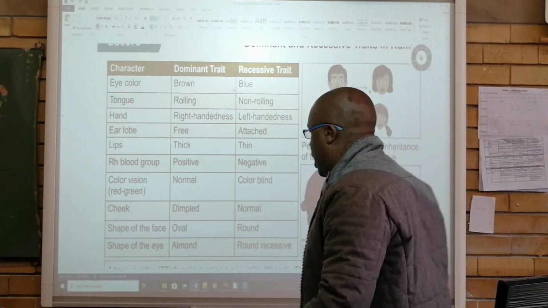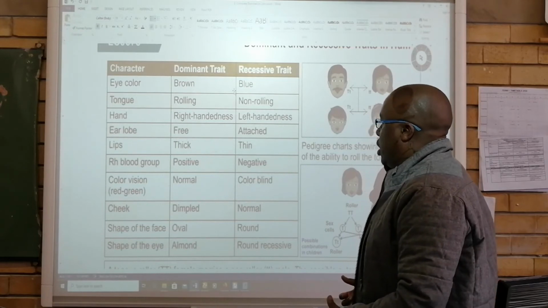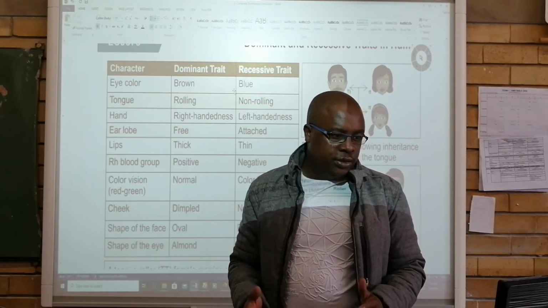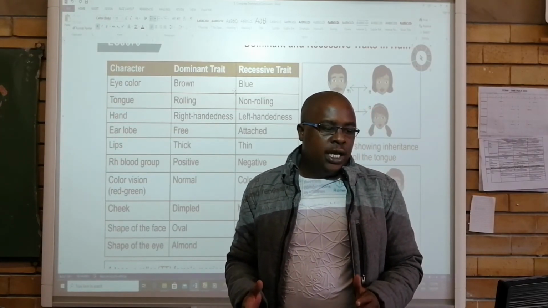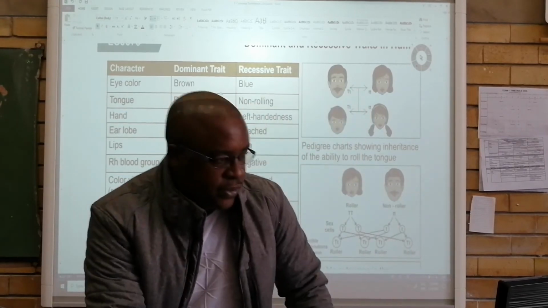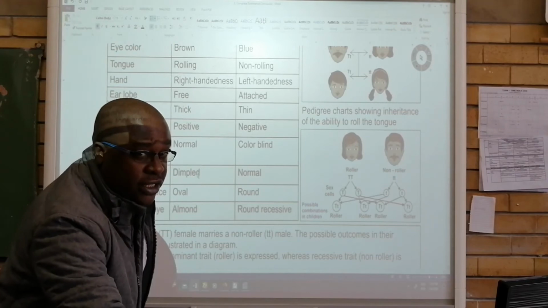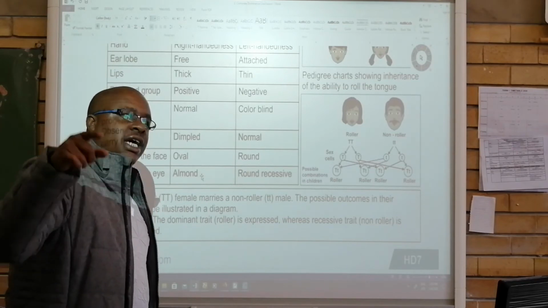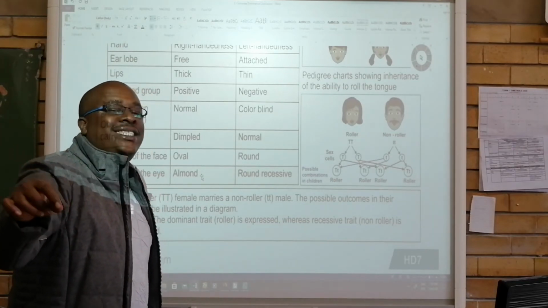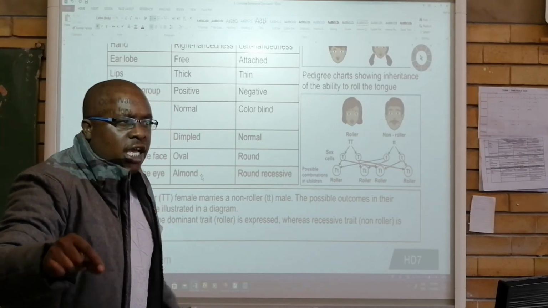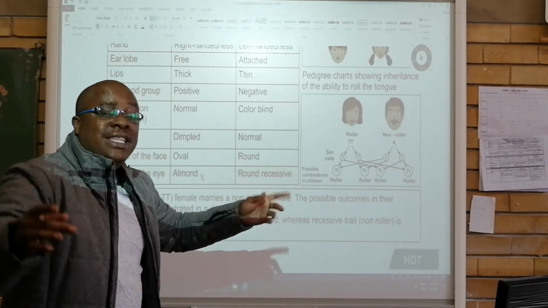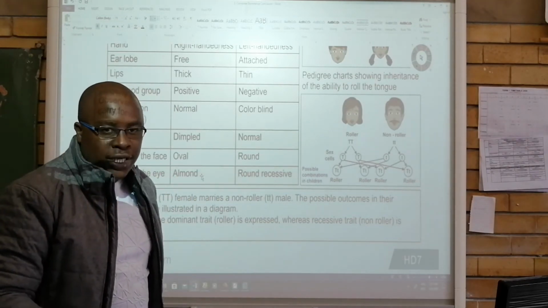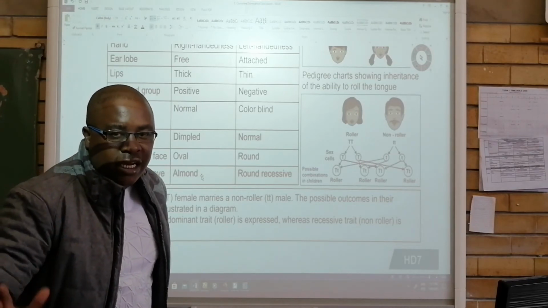Let me repeat myself. It doesn't mean that if a particular trait appears in a population in large numbers over the alternative form, that because the numbers are many, it must be the dominant one. No, it doesn't necessarily mean that. It does not necessarily mean that.